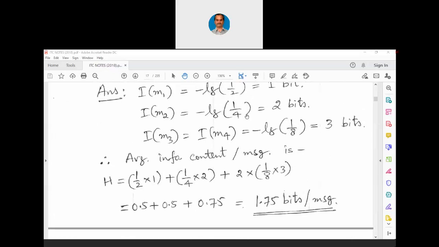Let me end this class for today. In the next class, let us work out some more exercises. Yes, Chandramohan has given the answer as 1.75. That is correct. Okay, let me end the class for today.